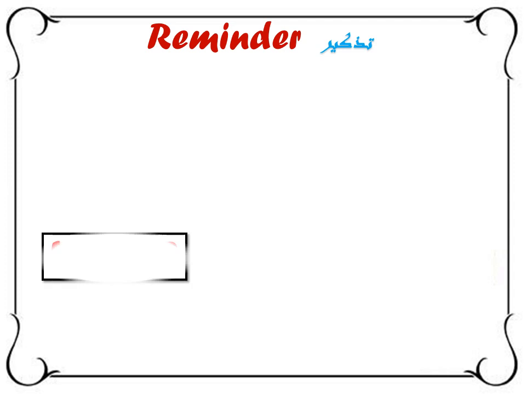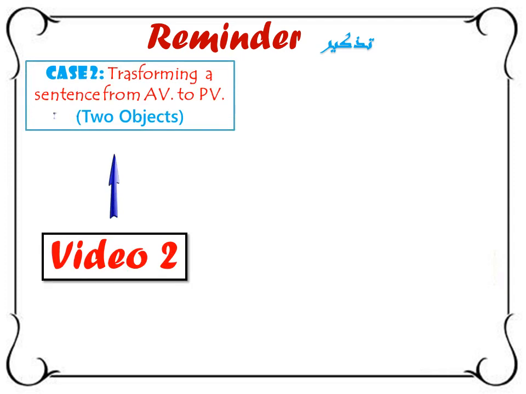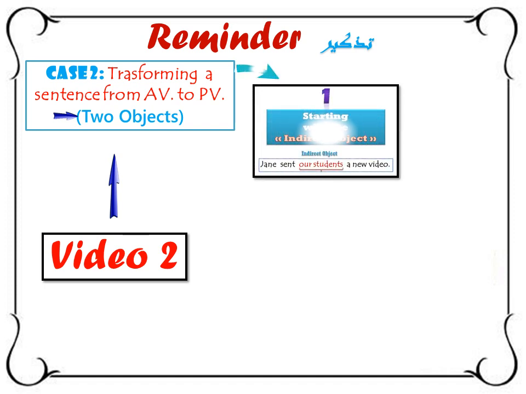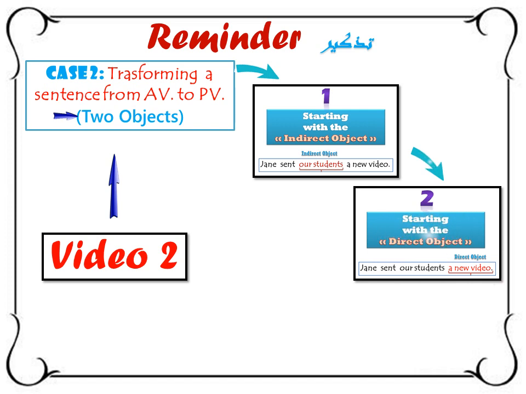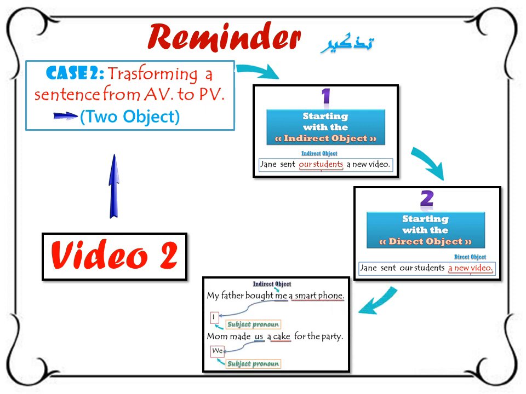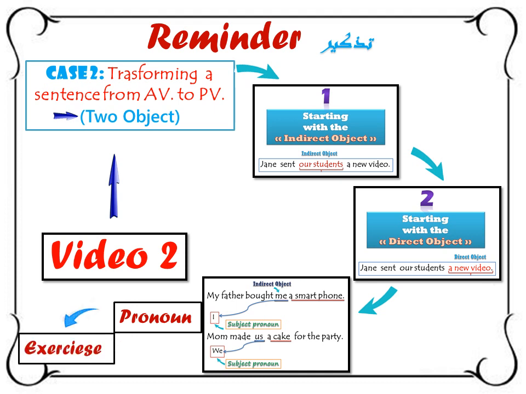In the second video, we dealt with case 2, making the passive of sentences with two objects. First, we learned how to make the passive starting with the indirect object and then starting with the direct object. And finally, the passive of sentences having indirect objects as pronouns. And we finished the video with an exercise with key answers.